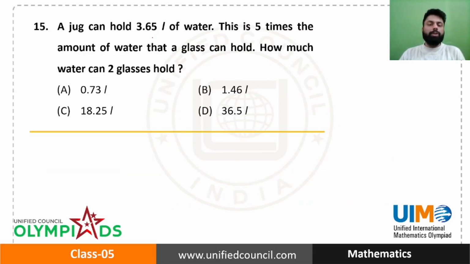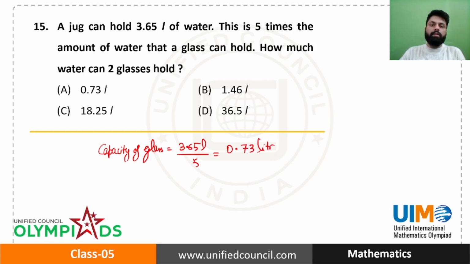A jug can hold 3.65 liters of water. This is 5 times the amount of water a glass can hold. What is the amount of water that can be held by two glasses? So capacity of a glass is equal to 3.65 liters divided by 5. This is equal to 0.73 liters. Capacity of two glasses is equal to 2 multiplied by 0.73, that is equal to 1.46 liters.